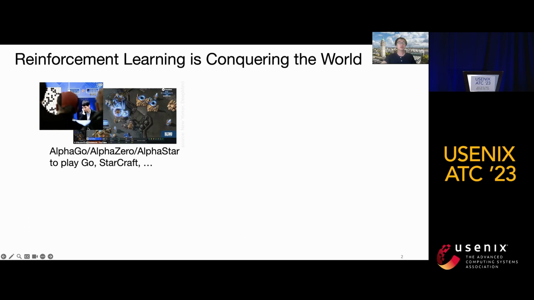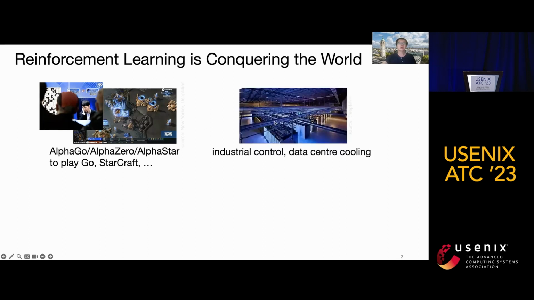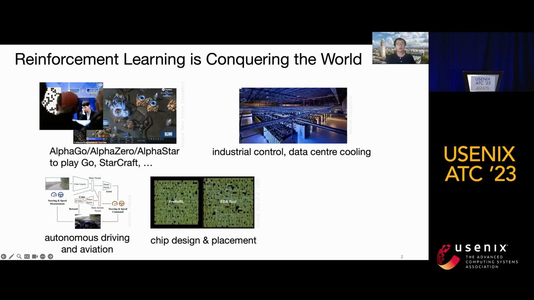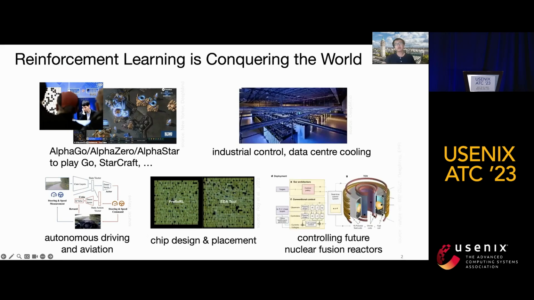After AlphaGo beat the world champion in the game of Go several times, people started using the algorithm in many different fields, such as controlling the data center, controlling automatic driving cars, or helping design a chip, or in the future it will be used to control nuclear reactors.